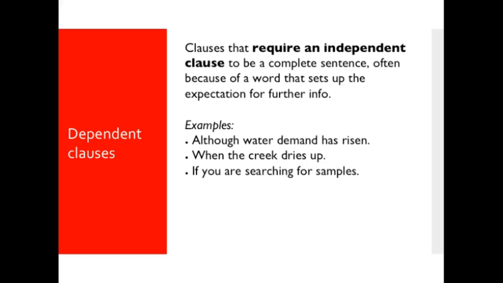So examples would be, "Although water demand has risen." The word although implies that we're going to say something that might be surprising based on the fact that the demand for water has risen. "When the creek dries up." When the creek dries up, what? Something must happen. There must be some kind of impact because of the word when. "If you are searching for samples," then what? You must do this, or you should be careful of this. We're setting up the expectation with that word if, that we're going to add some more information or a warning, a caveat, something like that.